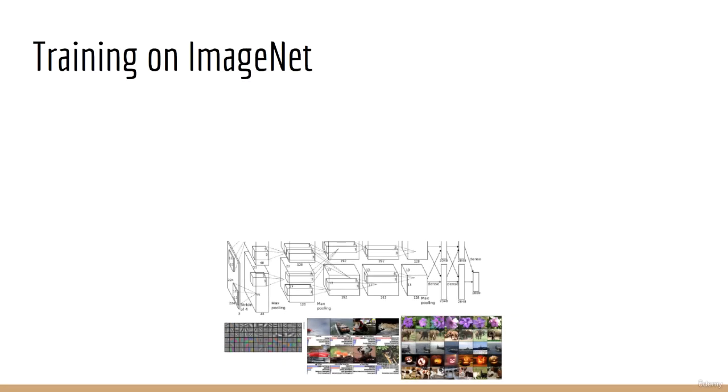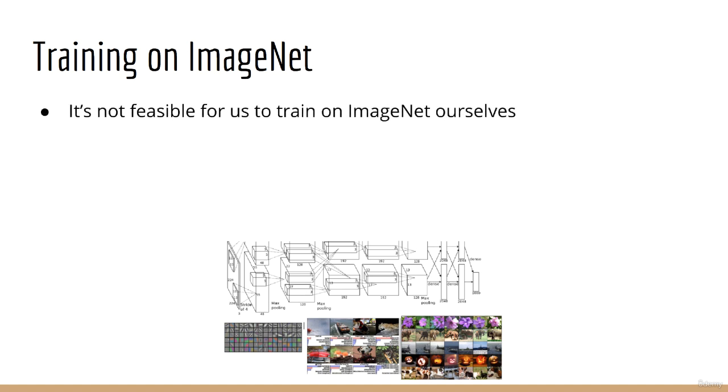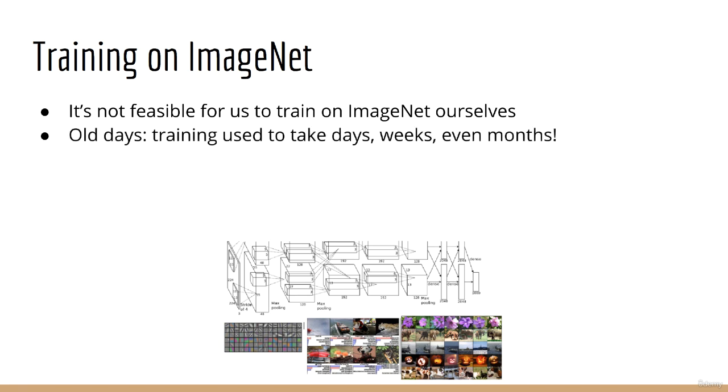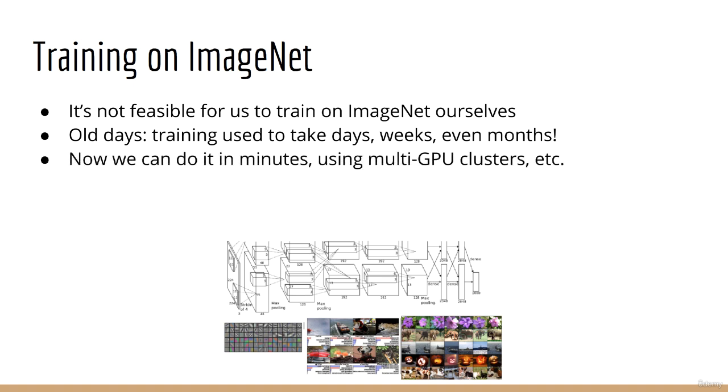Alright, so that's just the high-level intuition. Let's go deeper and discuss how this will actually work conceptually. First, we recognize that it's not feasible for us to train CNNs on ImageNet ourselves. Although it's a lot less expensive and time-consuming these days compared to the earlier days of deep learning. In the old days, it was common for CNN training to take on the order of days, weeks, or even months. Nowadays, we have distributed training, multi-GPU clusters, and so forth. But at the same time, it's still not really something you want to do on your own.